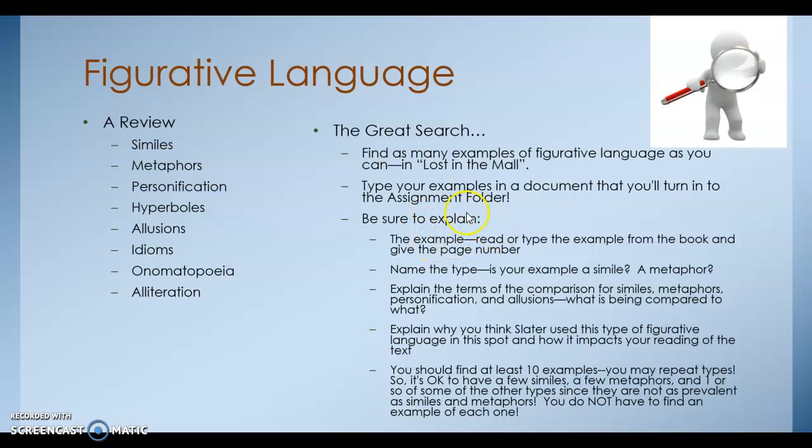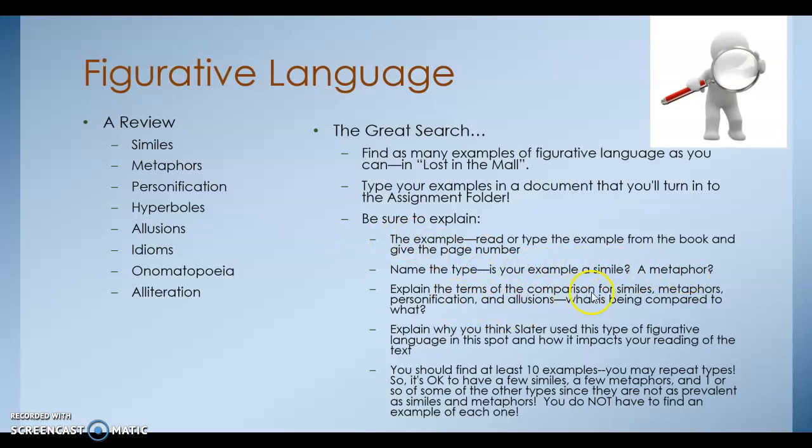So be sure to explain. Give the example, right? It says read and type the example from the book and give the page number, right? So I want you to actually type it out for me. Name the type. Is your example a simile or a metaphor?